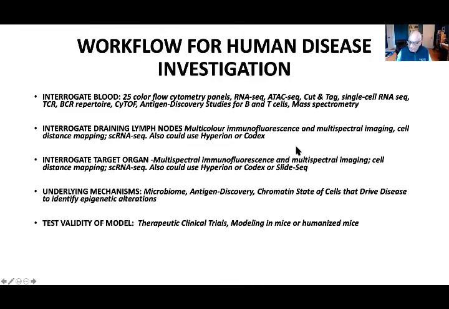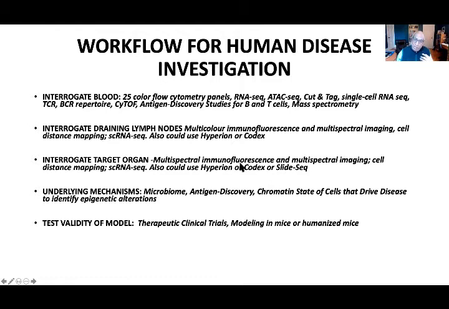We can do cell distance mapping there, but you can also use Hyperion, you can use Codex. There are other alternatives that some people might prefer. I just think that morphology-wise, we do better with what we're using. We can interrogate the target organ. So if I have a disease in which the skin is affected or the lung is affected, or maybe the pancreas is affected, I can go and look at those tissues.